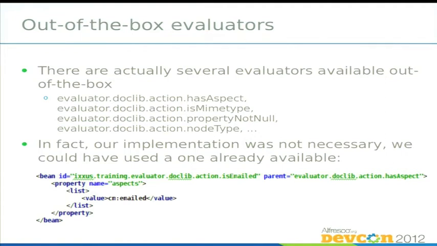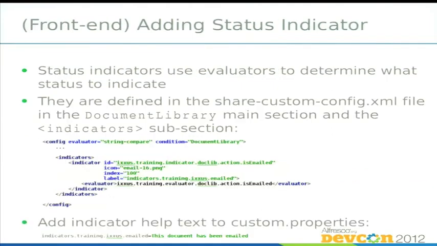Right. I mentioned there might already be evaluators available, and there are. So I was kind of overworking it a little bit. You can use evaluators that are out of the box, like has aspect, is MIME type, etc. So what I could have done was to just extend this has aspect and just use the same Spring ID and then provide the aspect, and that would be it. So it's a good idea to look those up before starting implementation.